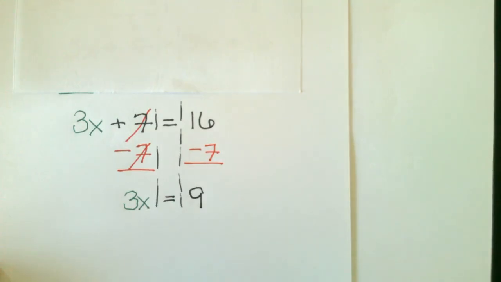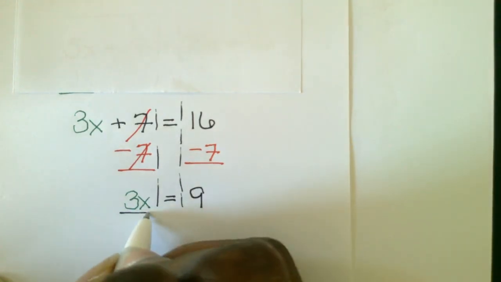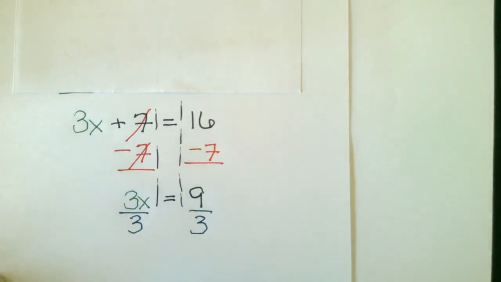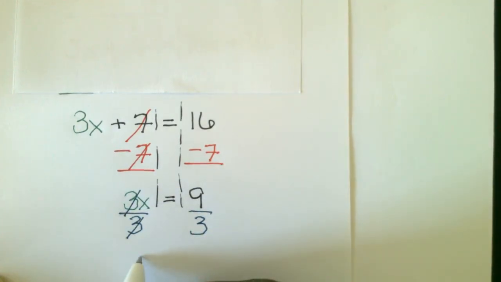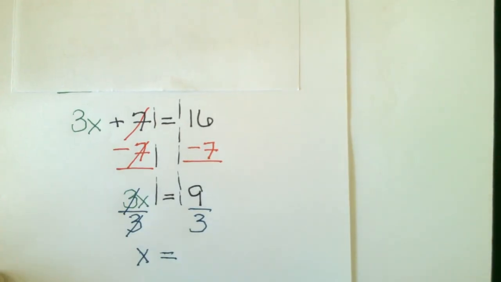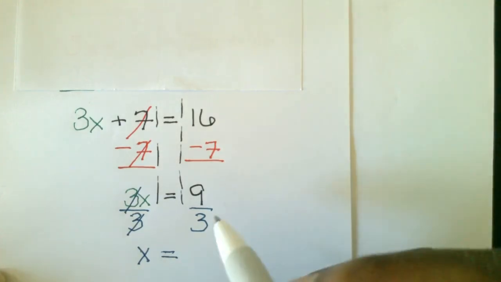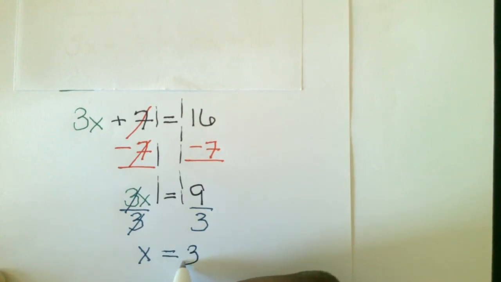So now we want to get rid of the 3 so we can get x by itself. So we do the opposite of 3 times x by doing division. So 3 divided by 3 will give me 1x. And 1x and x mean the same thing, so you don't have to divide both sides by 1, okay? So now 9 divided by 3 will give me 3.